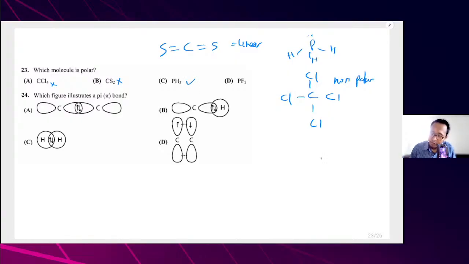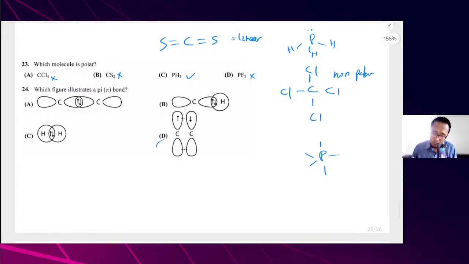How about the PF5? Yes, it should be the same. So no, this is non-polar. So the answer will be C, number 23. Yes. Which figure illustrates a pi bond? Pi bond, it will be this one. Number D. It's pretty easy.